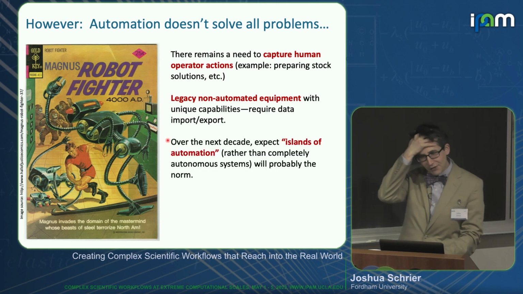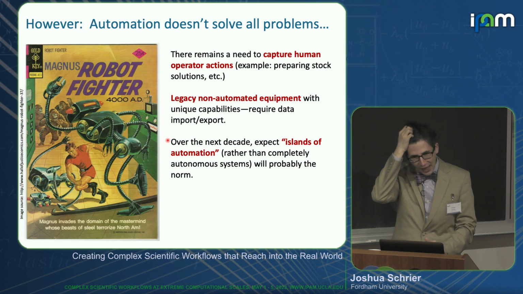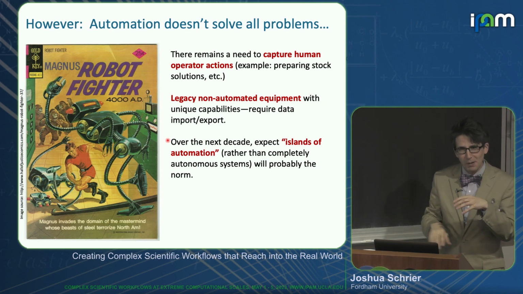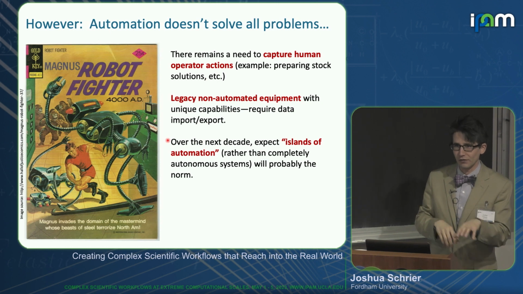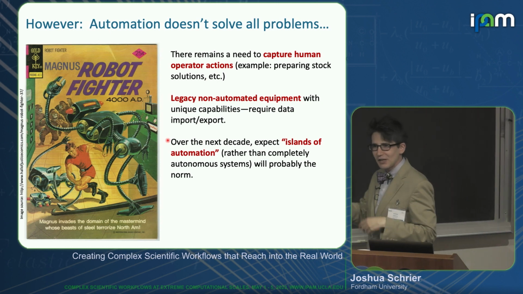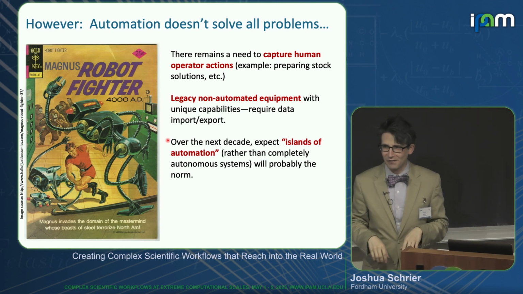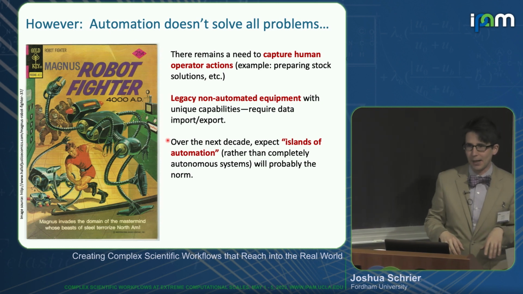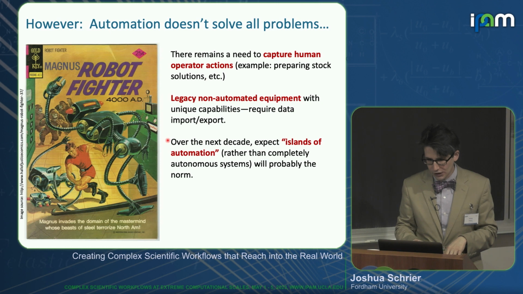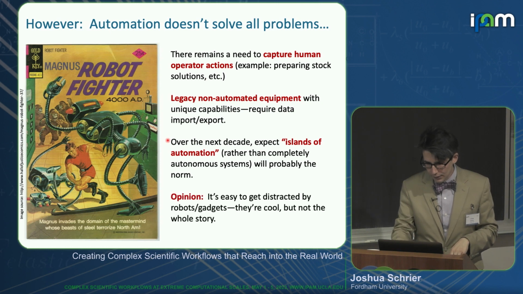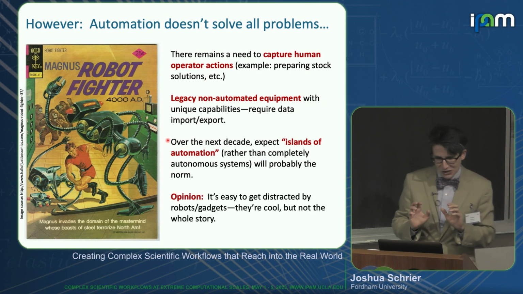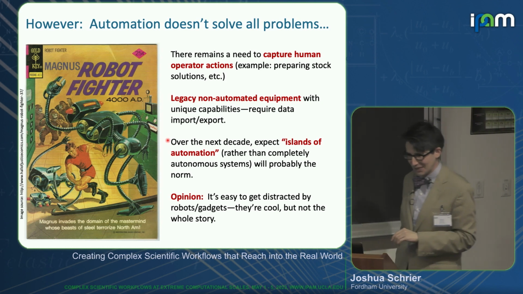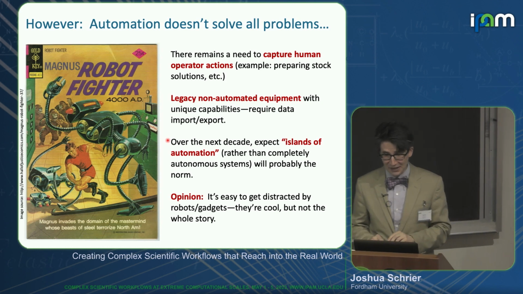And so, really, if you asked me to make a prediction, my prediction would be that we're probably going to see more of a model of islands of automation, right? Laboratory scientists will say, there's some really tedious step that I have to perform. Let me just automate that. And everything around that will involve human operators, right? And so, while it's easy to get distracted by robots and gadgets, and I'm certainly guilty of being distracted in that way, it's certainly not the only story.